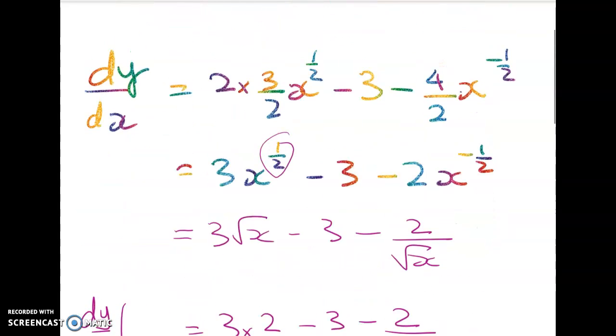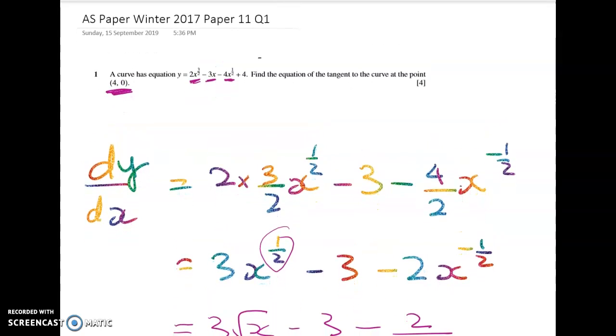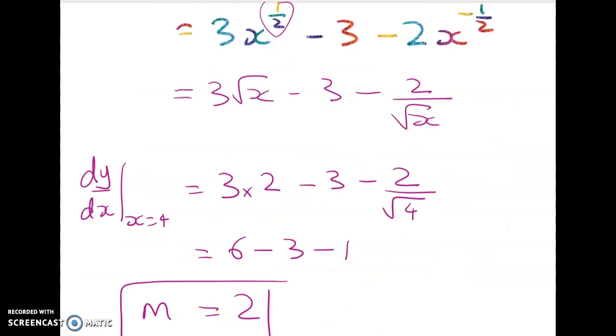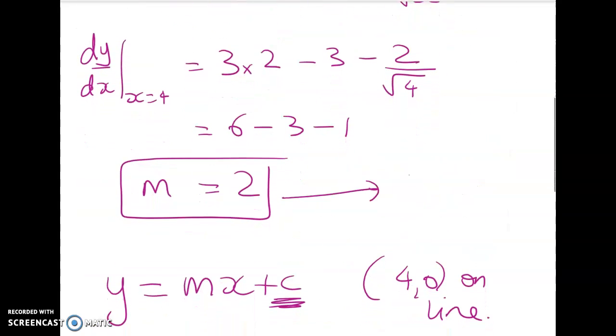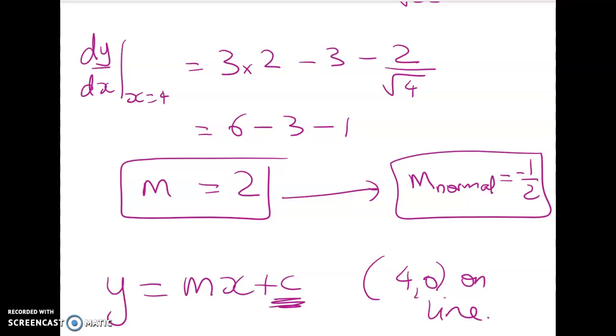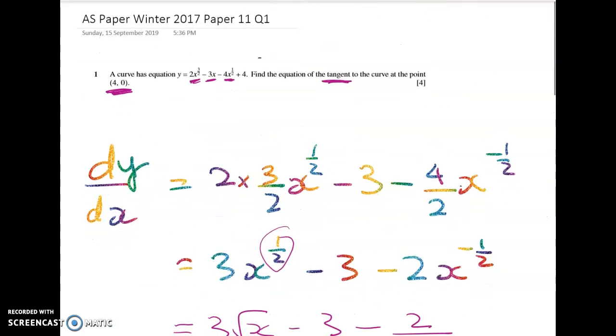Now, if we wanted to find the equation of the normal, all we would change in there is that we know that tangents and normals are perpendicular to each other. So instead of using m of 2, we would use m for the normal is equal to negative 1/2, and then we'd go from there into here. Right, so same idea, but with a different gradient. Right, let's look at the next question.